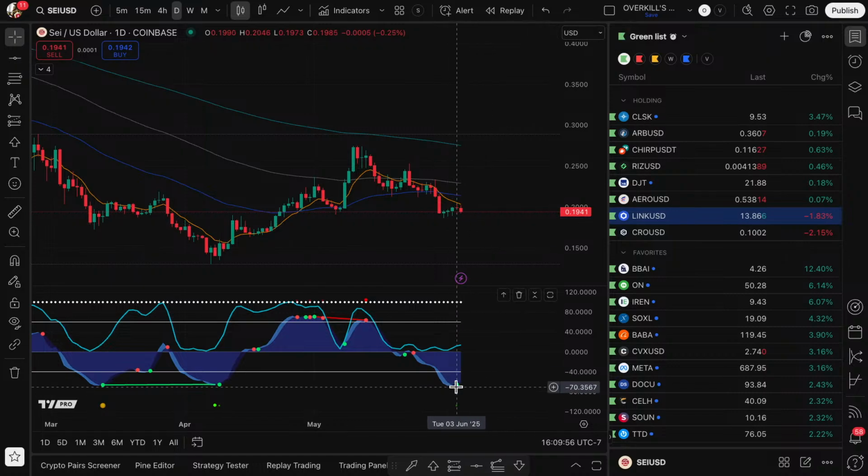And SEI's printing a green dot here as well. Again, just going sideways. Haven't moved in 5 days. So that one could have a red dot tomorrow. But again, I don't think it's anything to worry about.